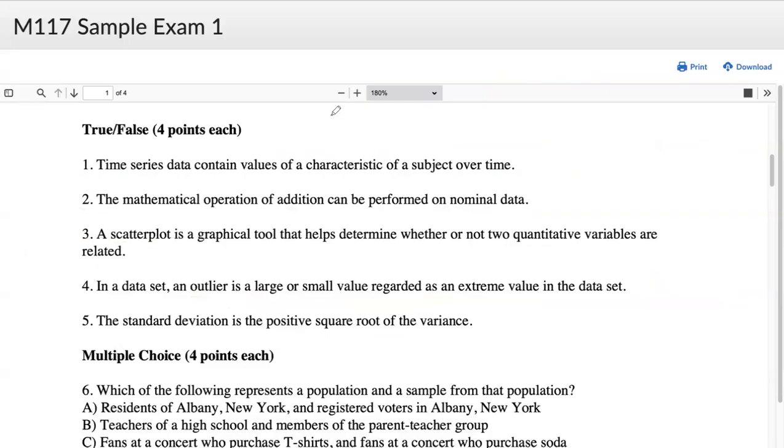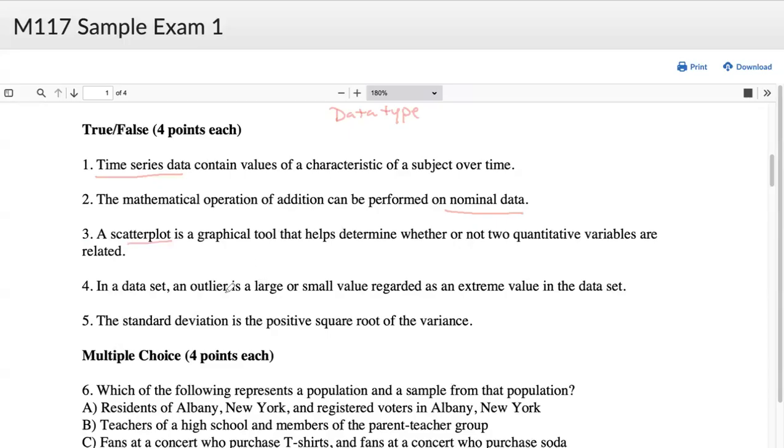We need to know, of course, two data types, right? One qualitative, one quantitative, or one categorical, one numerical. And then we need to know we have time series data and cross-sectional. We need to know the four levels of measurement of data. We need to know how to read and plot a scatter plot.